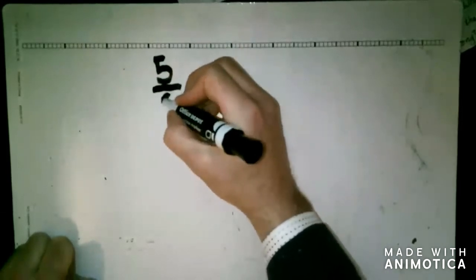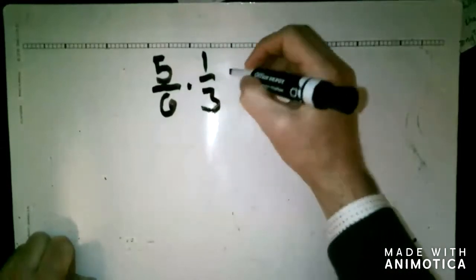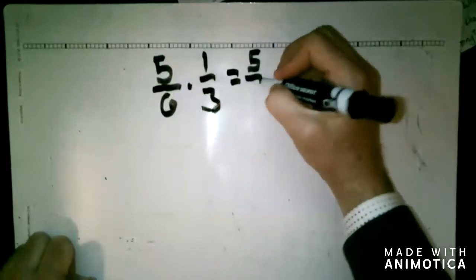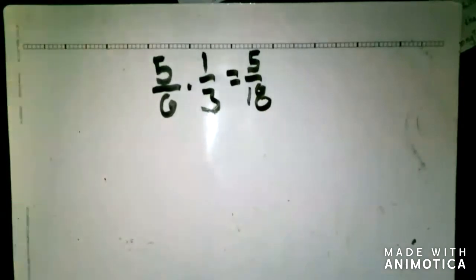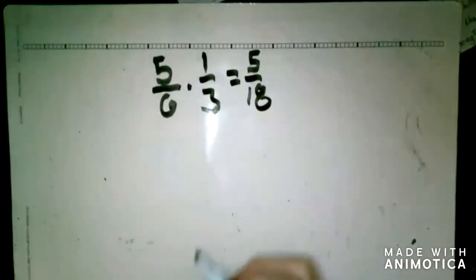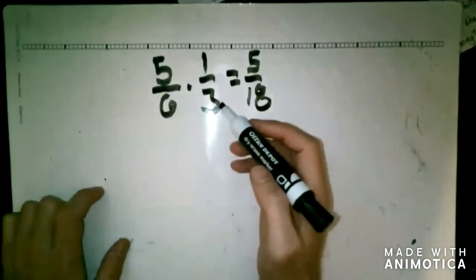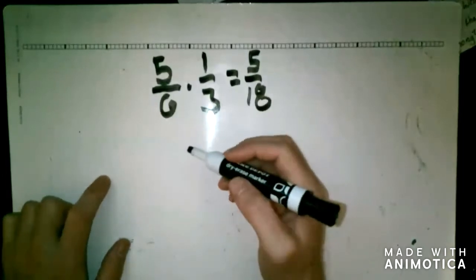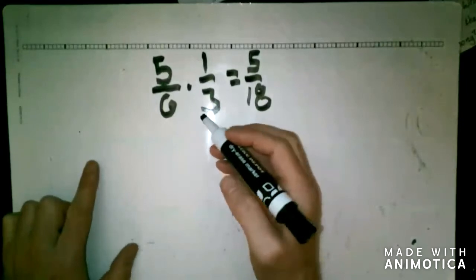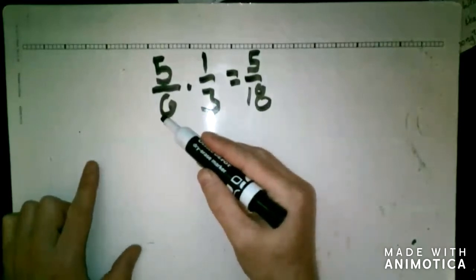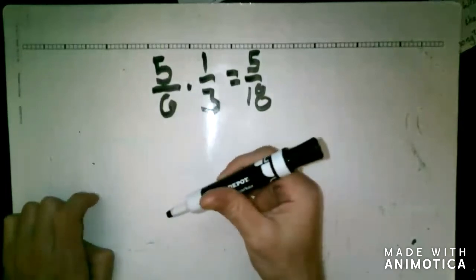You have 5/6 times 1/3 equals 5/18. And they want you to come up with a story to go along with this. And this is 5/6 of 1/3. So we're going to try to think of something where we can have 1/3 of something and then 5/6 of a group of it. Because remember that multiplication is about groups.